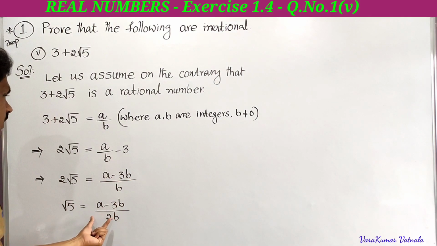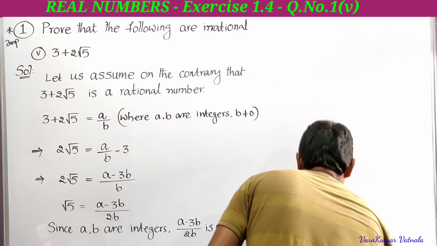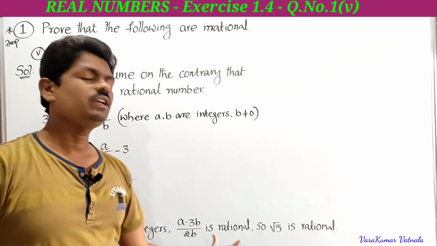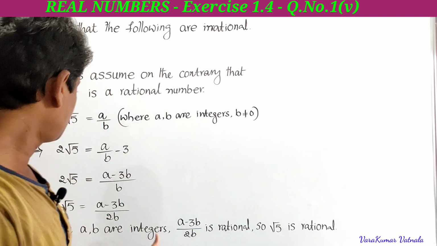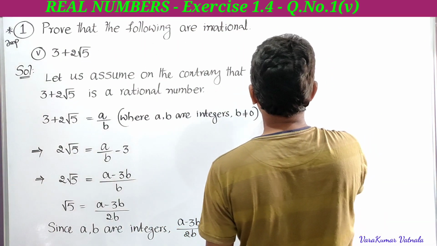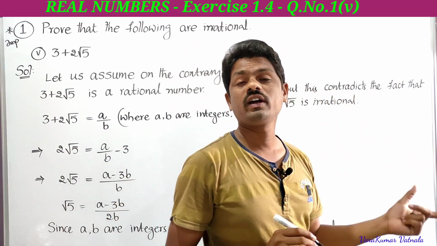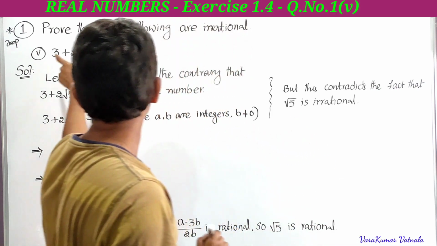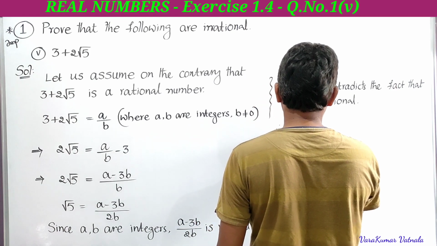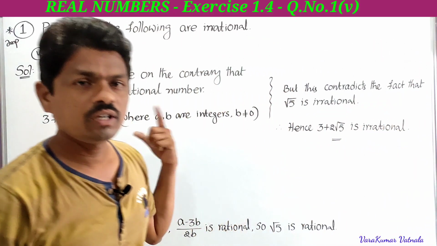So root 5 is equal to a minus 3b divided by 2b. Therefore, since a, b are integers, a minus 3b divided by 2b is rational, so root 5 is rational. But this contradicts the fact that root 5 is irrational. Hence 3 plus 2 root 5 is irrational. So this is the fifth bit in the first problem.